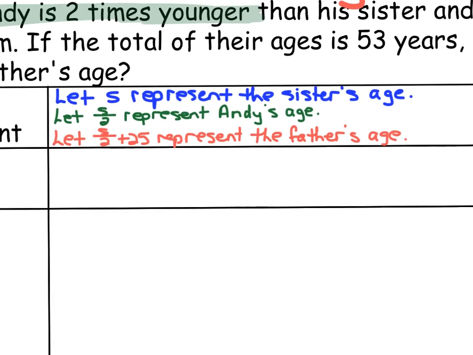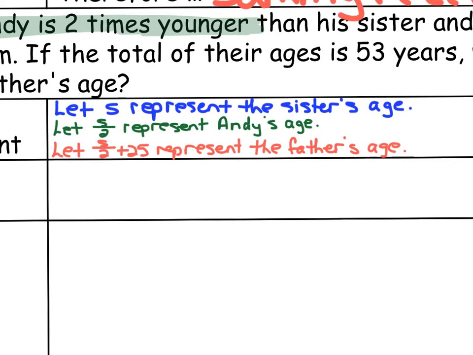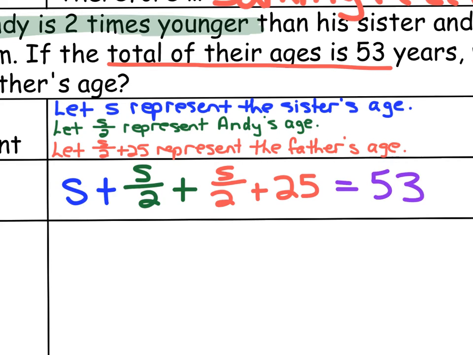And then if we go back to the question, it says that the total of their ages is 53 years. So when we add all these things together, the sum will be 53. I've kept the colors that I used in the let statements to represent that section of the equation to try to keep this one straight. So we have s plus s divided by 2 plus s divided by 2 plus 25 is equal to 53. That's the total of their ages is 53.